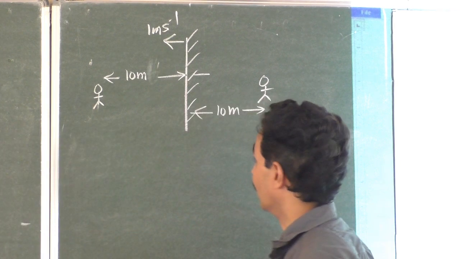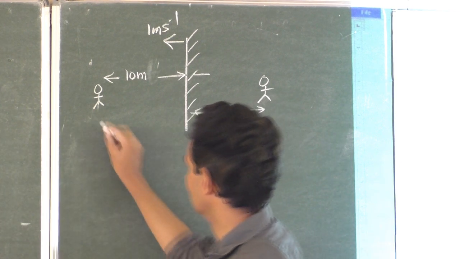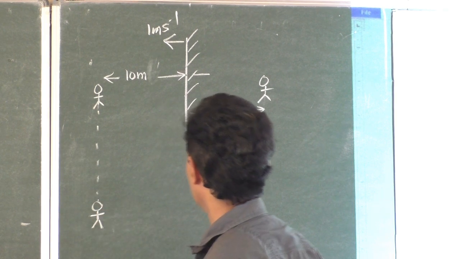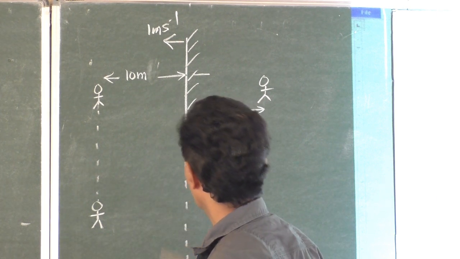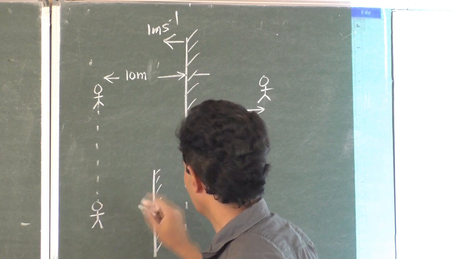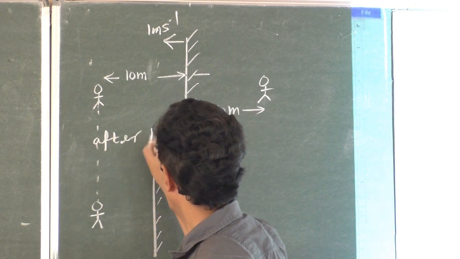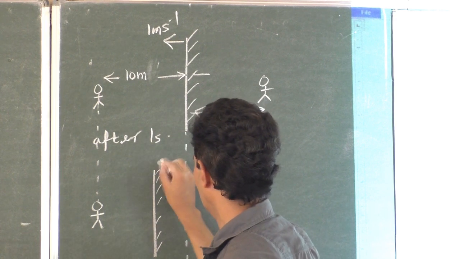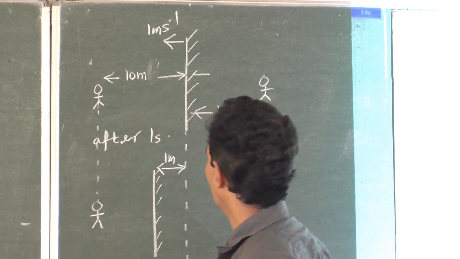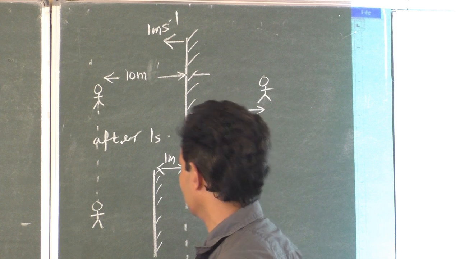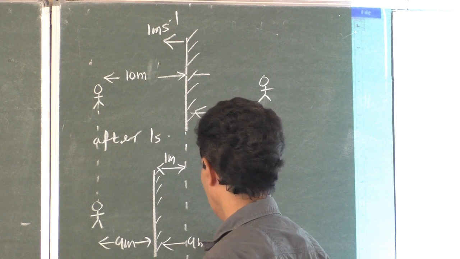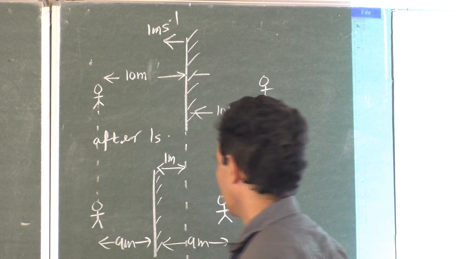Now let us write all the conditions. You will be here only, you will not move forward, and the mirror will move forward by 1 meter in 1 second. So this is the new position of the mirror after 1 second. The mirror has moved 1 meter forward, so what is the new position of the object? It is 9 meters from the mirror, right? And the image is 9 meters from the mirror on the other side, so the image position is here.